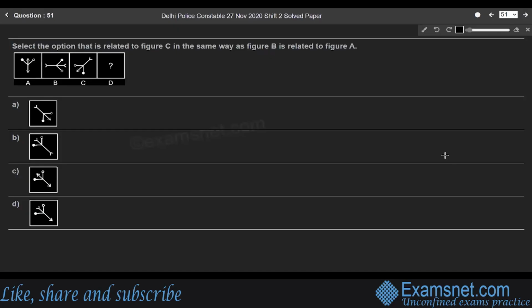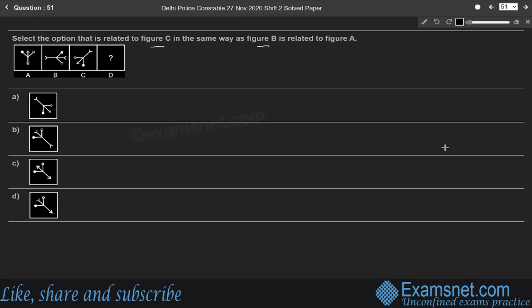Question 51. Select the option that is related to figure C in the same way as figure B is related to figure A. So look at figures A and B. With respect to figure A, figure B is rotated by 90 degrees, right? And the second criteria is, look at the arrow marks. At the end of the line, the direction of the arrow marks is reversed in figure B. So the direction of the arrow marks is reversed with respect to figure A.